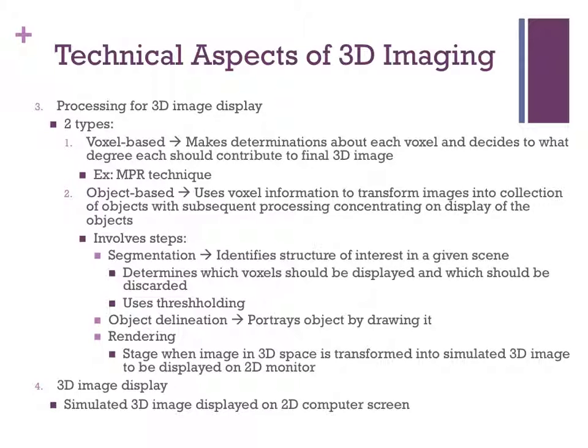With rendering, this is a stage when an image in the 3D space is transformed into a simulated 3D image to be displayed on a 2D computer monitor. It requires specific hardware and software. And the fourth step is 3D image display. The 3D simulated image is displayed on the 2D computer screen.